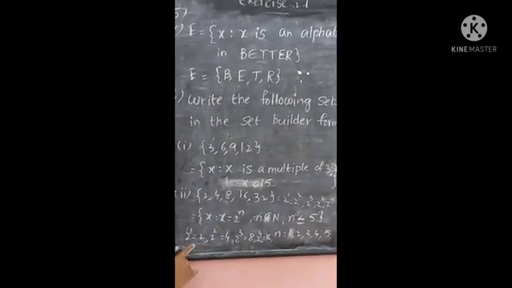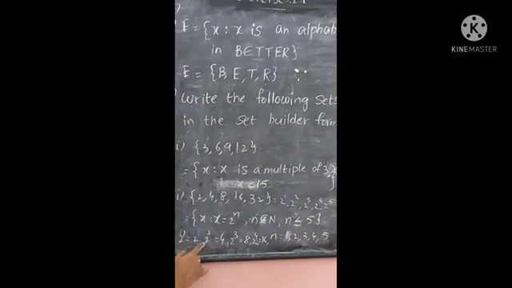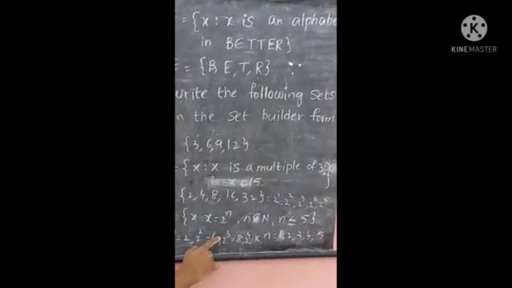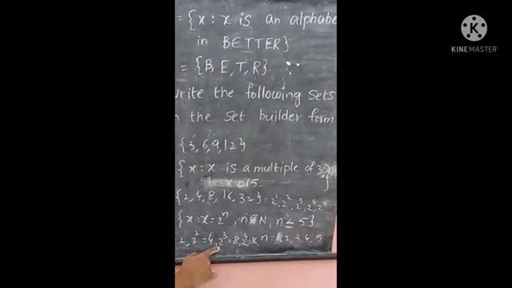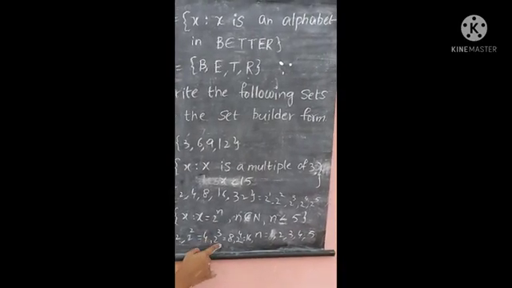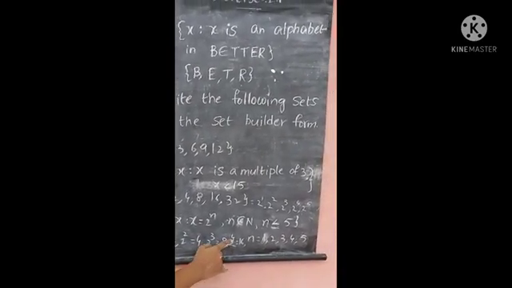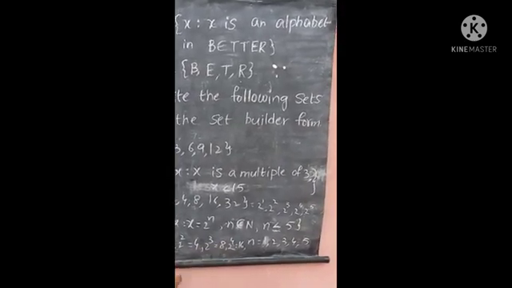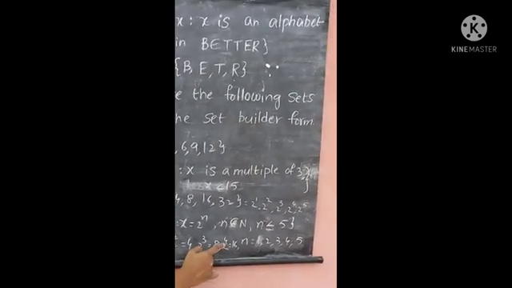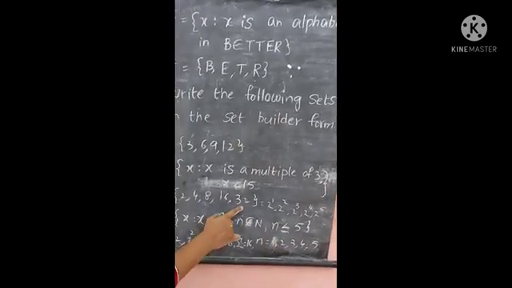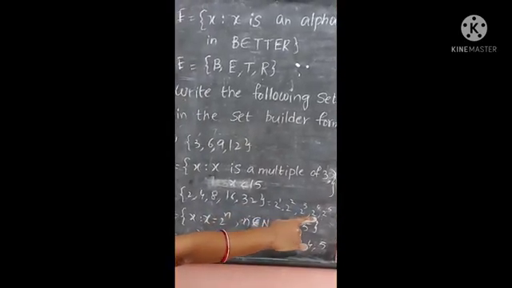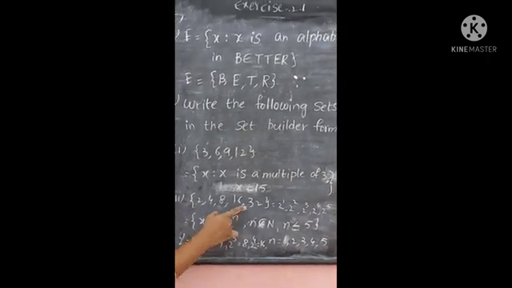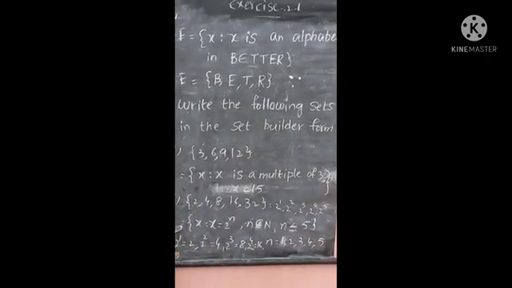So 2 power 1 means 2 only. 2 square is 2 into 2, 4. 2 cube is 2 into 2 into 2. We have to multiply this 2 by 3 times, so 2 into 2 into 2 is 8. 2 power 4 is 2 into 2 into 2 into 2, so 16. We have to multiply this 2 by 4 times. And 2 power 5 means 32. We have to multiply this 2 by 5 times. So that is 32.